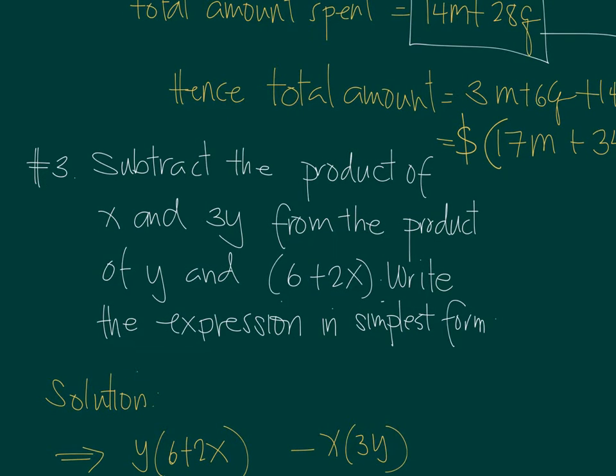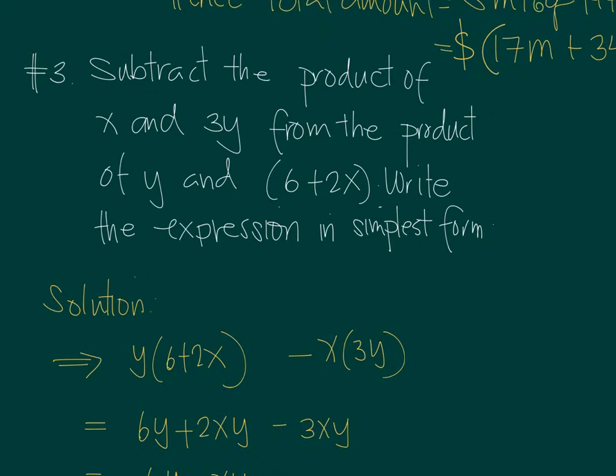We need to subtract the product of x and 3y from the product of y and 6 plus 2x. So we are subtracting a group of expressions. The first expression is the product of x and 3y. So you are going to subtract that from the product of y and 6 plus 2x. As you can see, we already have the minus x times 3y. This is the product of x and 3y, which will be subtracted from a certain group of expression.